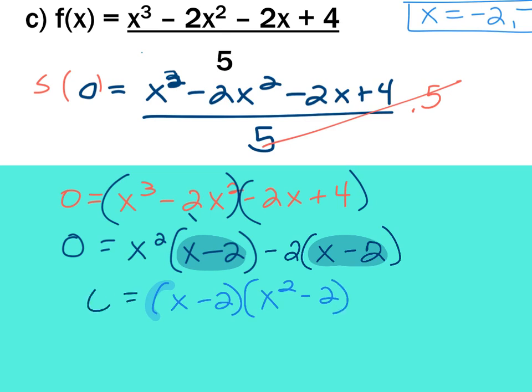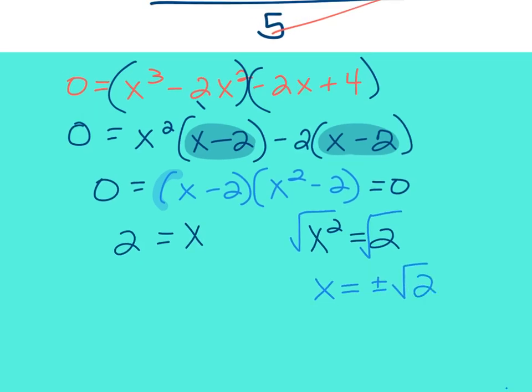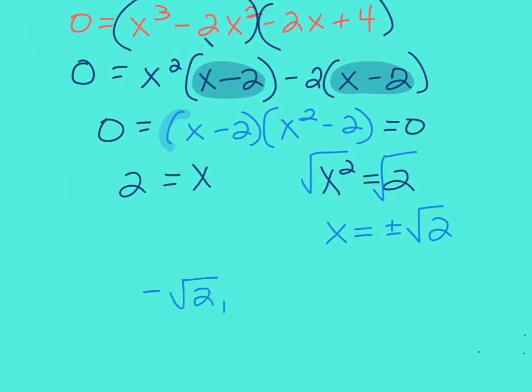Solve by setting them each equal to 0. And I get x equals 2 here. X squared equals 2. So what do I do there? Square root. What do you got to remember to do when you square root? Good. Plus and minus square root of 2. So there's 3 answers this time. Negative root 2, positive root 2, and 2.